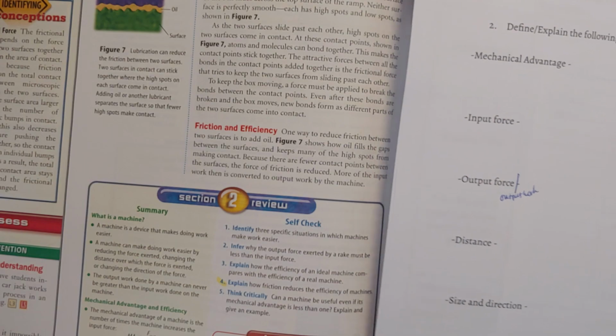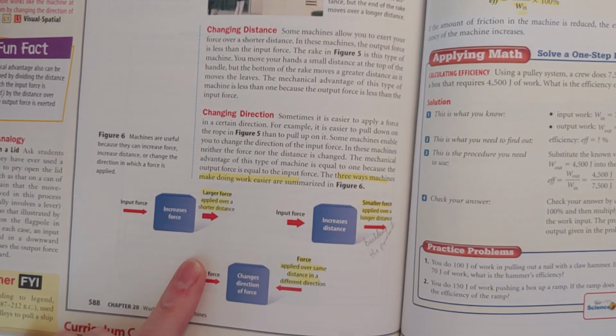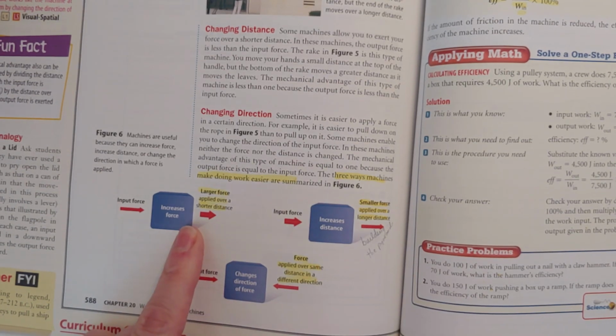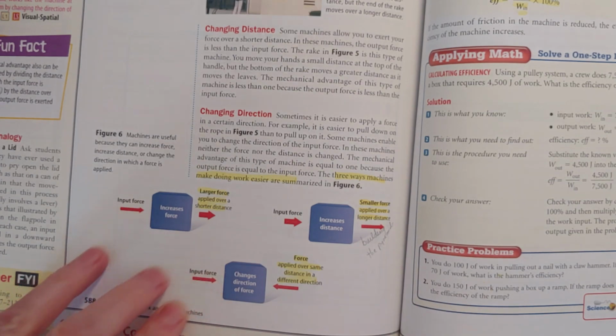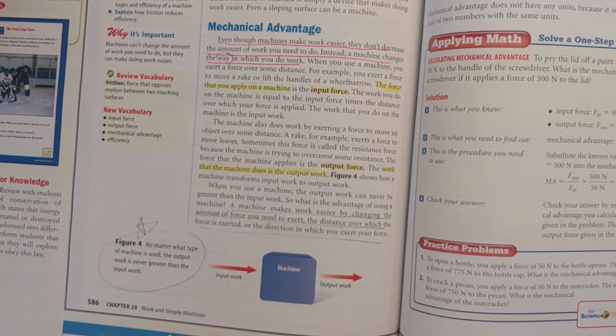And if you remember from lesson 2, distance, size, and direction, this is what you're going to want to keep flipping back to, okay? Distance, direction, increase force. This section here is really going to be helpful to keep flipping back to as you're talking.